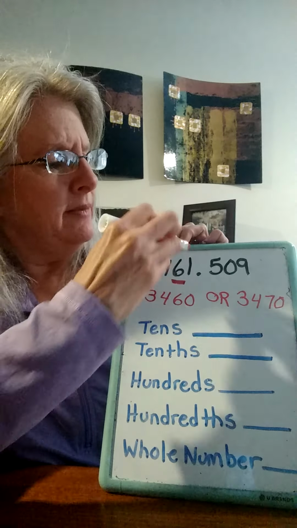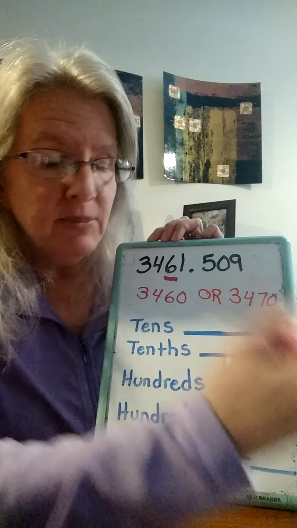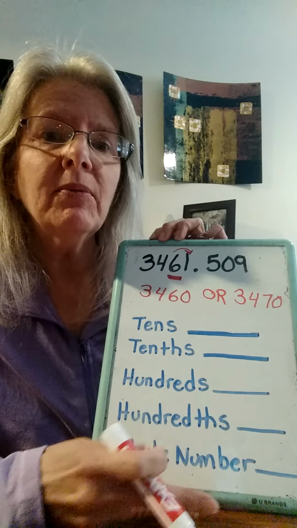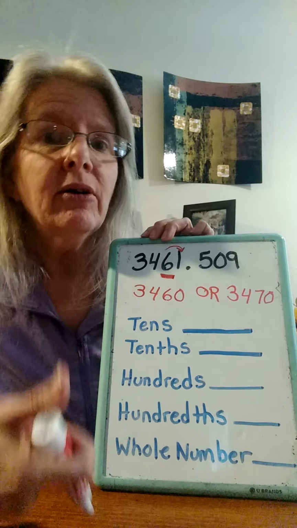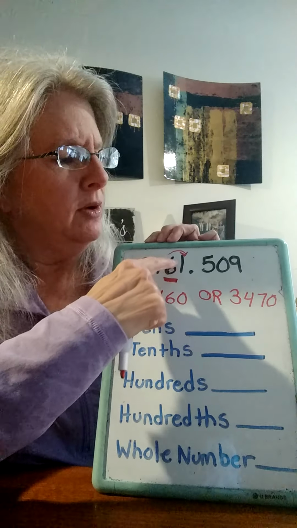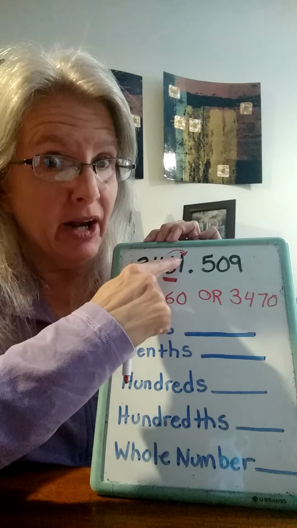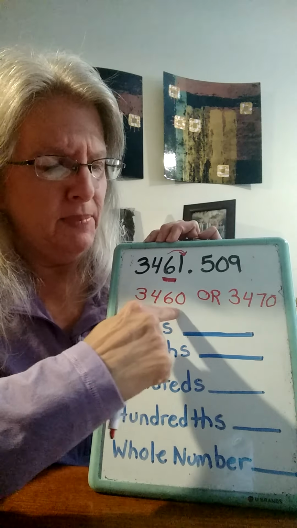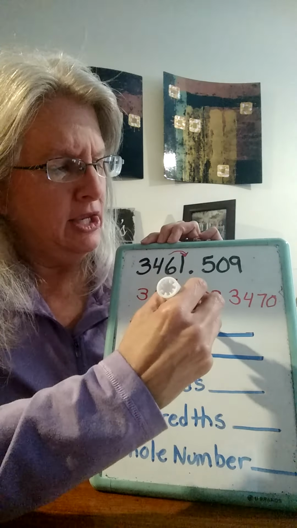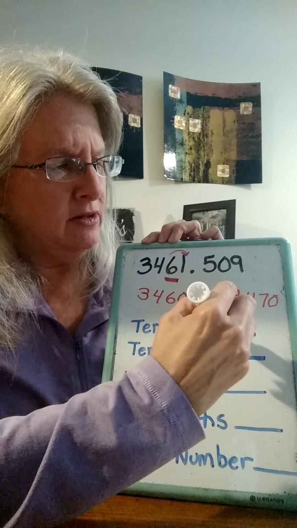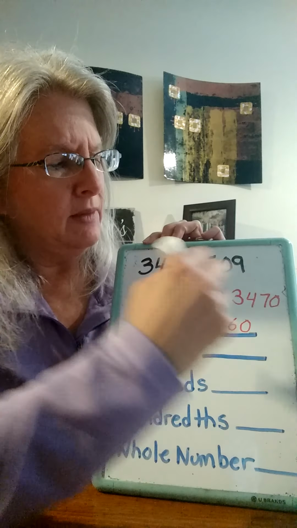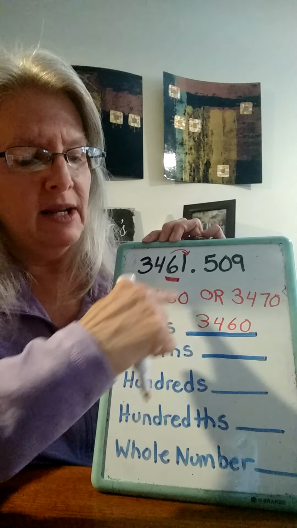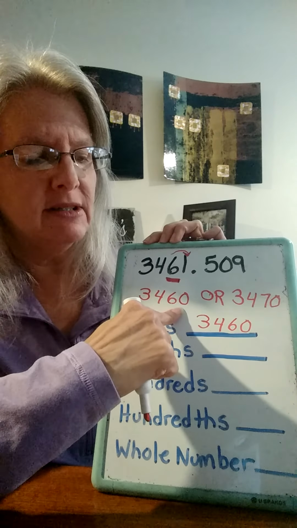So when we look at it, you have to decide by looking at what comes next. What comes next is a 1. Now you probably remember hearing 5 or higher, round up. Well, 1 is not 5 or higher, it's less. Since it's less than 5, we're going to pick the lesser number. It would be closer to 3,460 because it is rounding down from 3,461 down to 3,460.